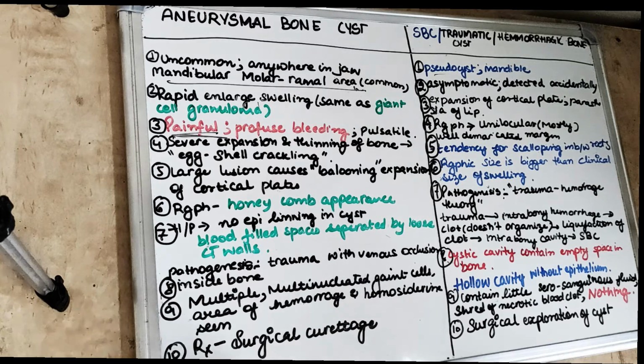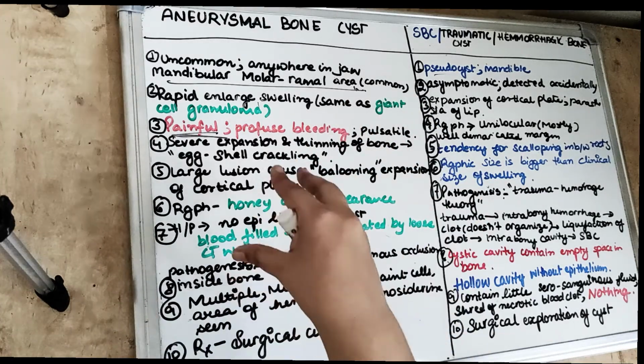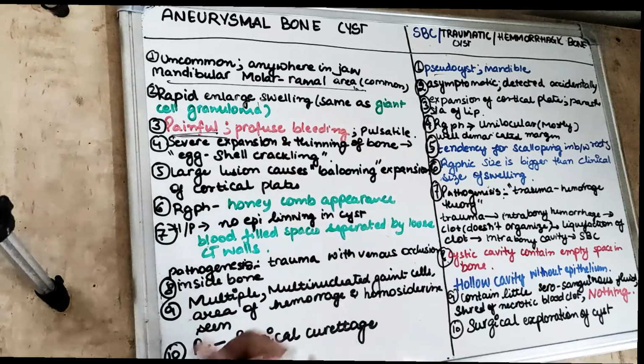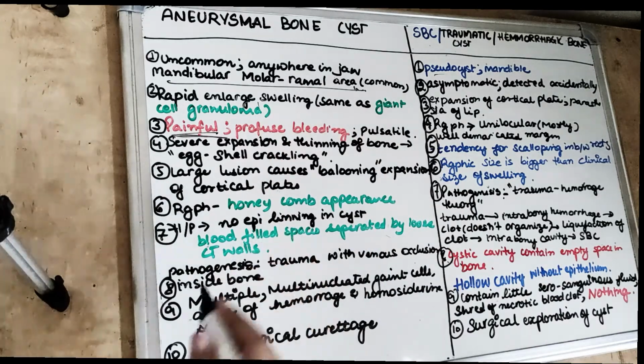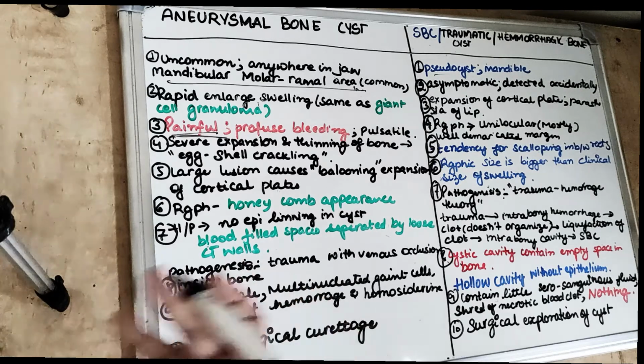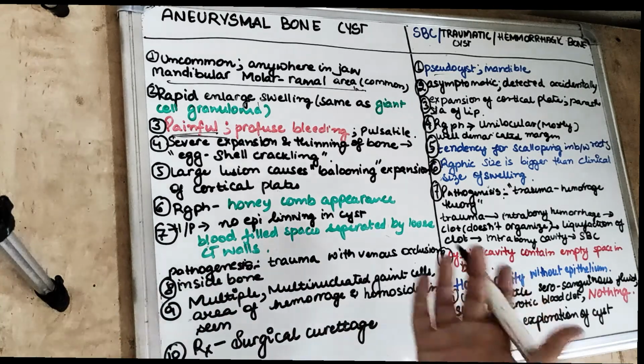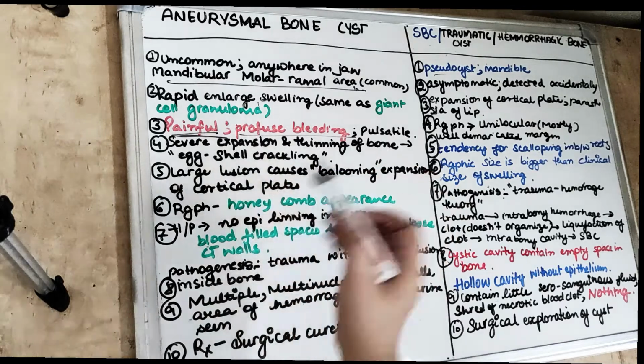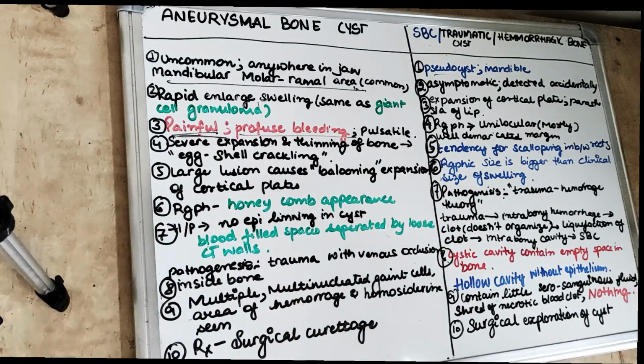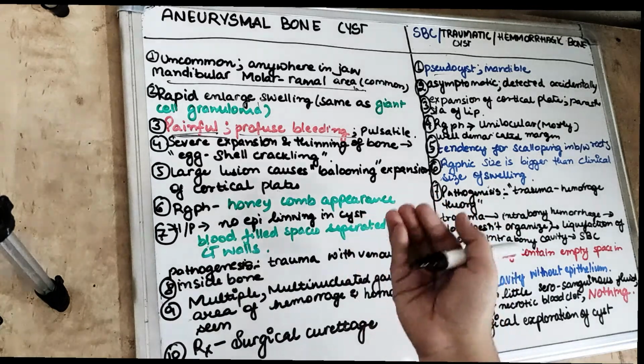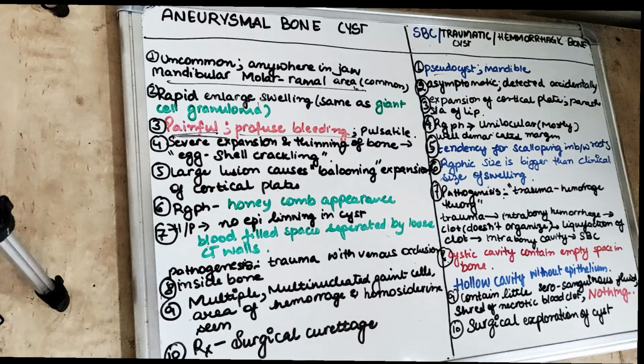So what happens when you accidentally traumatize this ABC? If you accidentally injure it, there is going to be profuse bleeding, so much blood, uncontrolled bleeding everywhere. This is actually the main difference. Sometimes the patient may even have difficulty opening the mouth, and if the maxilla is involved, sometimes it can invade into the antrum, the maxillary sinus.